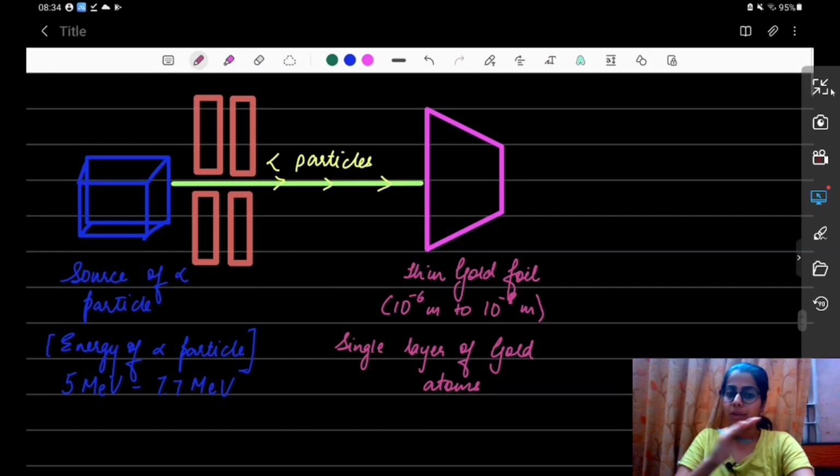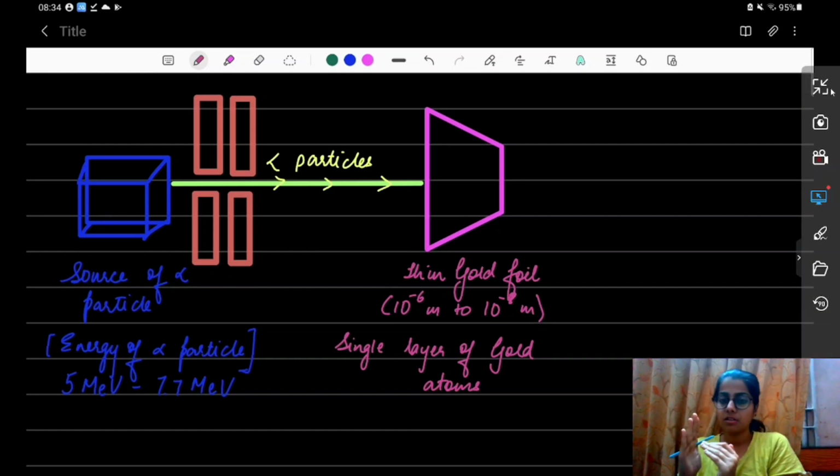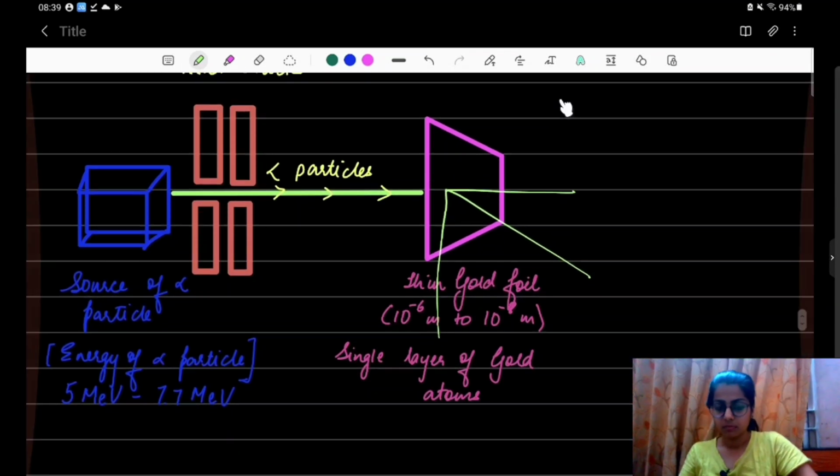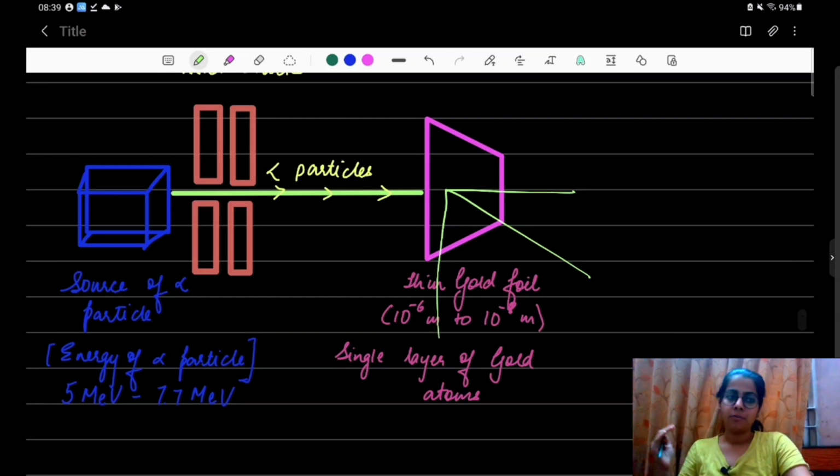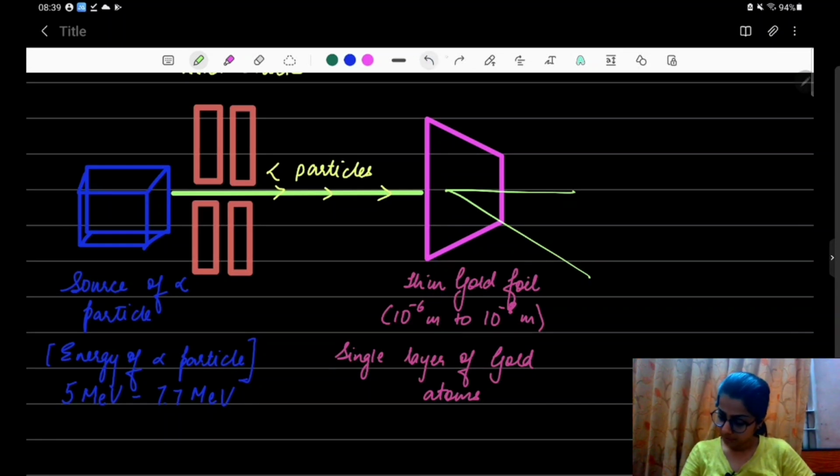Now when the alpha particles reach the gold foil, there are many cases. They can just go straight, with no deflection and no scattering, or else they can deflect at an angle, let's say 30 degree, 40 degree, 50 degree, 90 degree. They can also completely bounce back, which means the path they have traced will be completely taken up back.